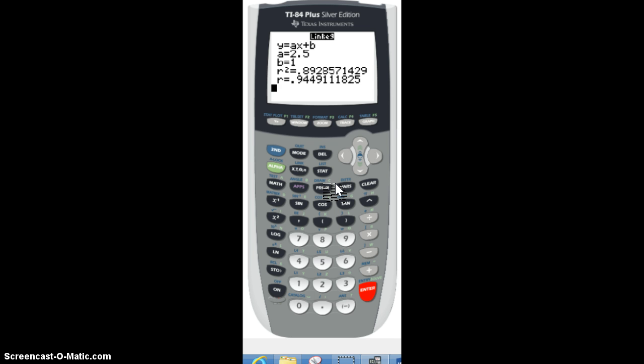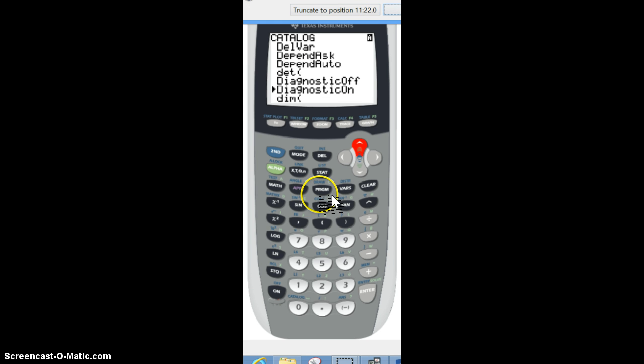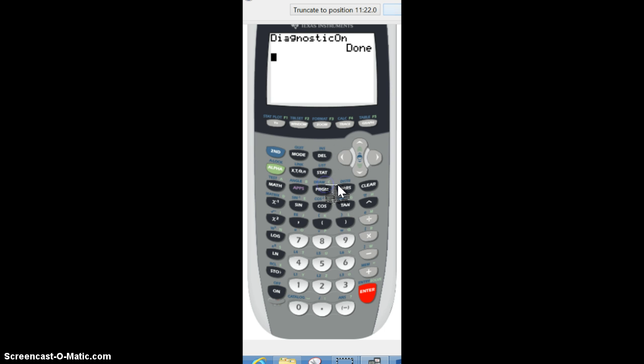Now just in case on your TI you don't get the R and the R squared lines, come down, you see 0 above it is catalog. You're going to hit second and 0. You're going to keep scrolling down until you get to diagnostics on. So you're going to go down, and when you get to it, we hit diagnostics on, we hit enter again, done. Then your R and your R squared would show up.